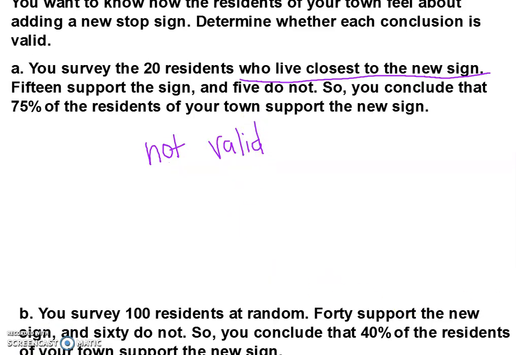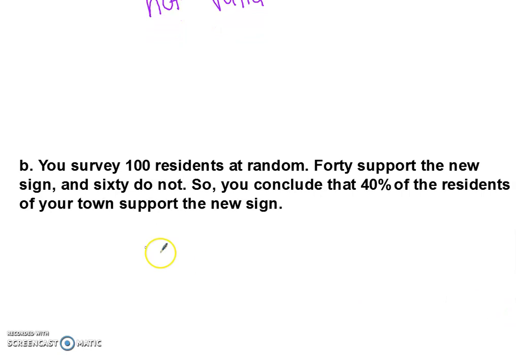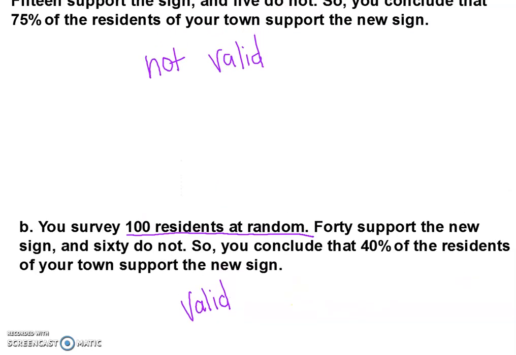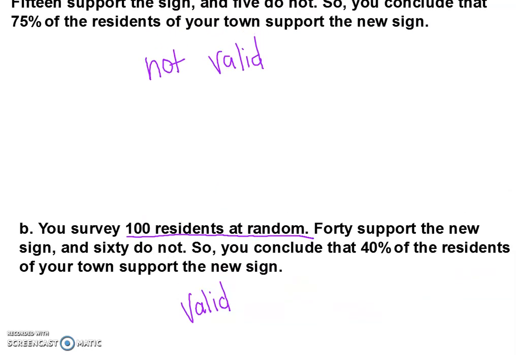Let's look at this one. This one's better. You surveyed 100 residents at random, not targeted by their address. This is a much more valid conclusion as it relates to the sign and whether the town supports it or not. So we want to make sure that our grouping is completely random. Let's try one last one.